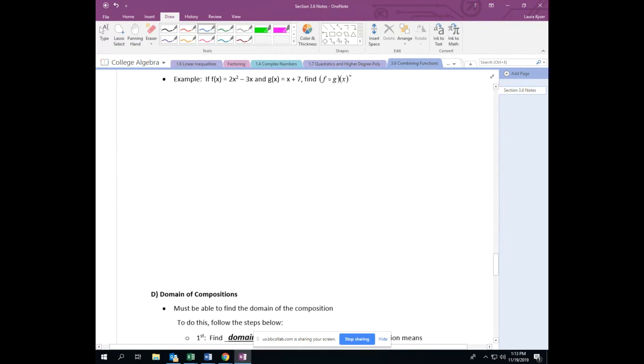What this is really saying is that I'm taking the g of x function and putting it into the f function. And this is going to look a lot like the substitution method from when we did systems. You take an expression and you put it into another function, replacing the variable. So this is going to look like 2 times x plus 7 squared minus 3 times x plus 7. And now we have this algebraic expression that we have to go through and simplify.